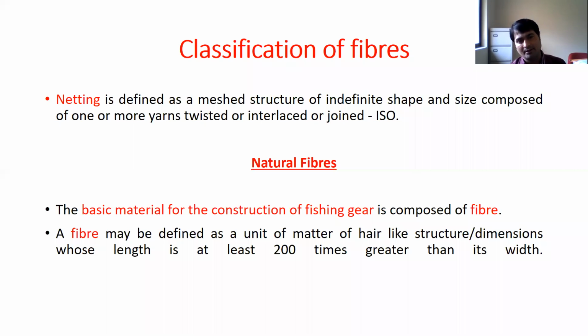So netting, this definition is given by the ISO. ISO is the International Organization for Standardization. Basically it is an international organization which develops international standards. This organization defines netting as a meshed structure, either rectangular, or square, or diamond shaped, of indefinite shape and size, that is composed of one or more yarn.